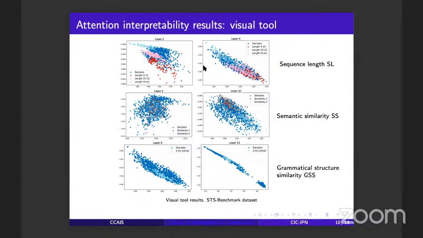I implemented a visual tool to understand the behavior of the data. For example, in layer 1 for sequence length, you can see how the model tends to order the samples according to sequence length. But in layer 8, you can appreciate the lower and middle sequence length.